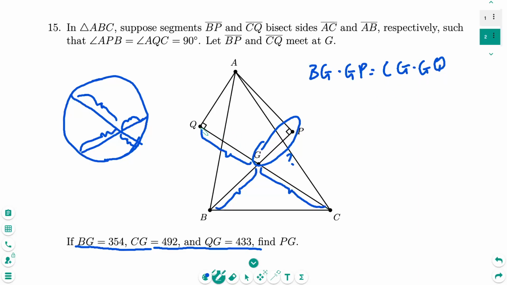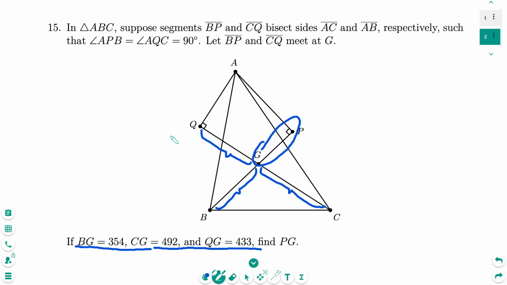Unfortunately, if we just look at the figure, that is not going to be cyclic. We clearly have not drawn a circle right there. So let's take a step back. I don't think the power of a point is going to work. It, in fact, is not going to work, so we're going to have to deal with something a little bit extra.